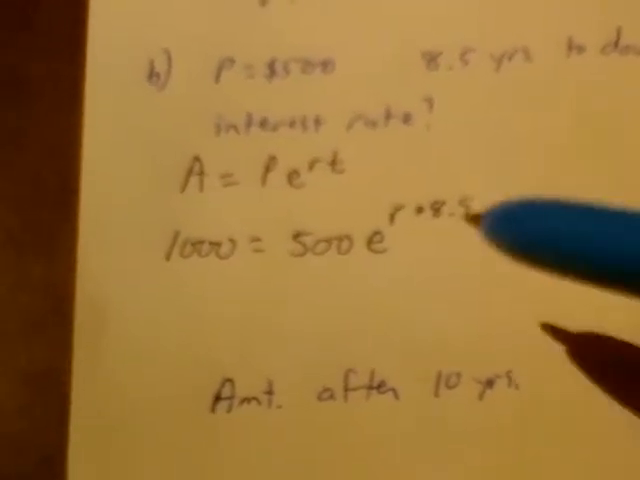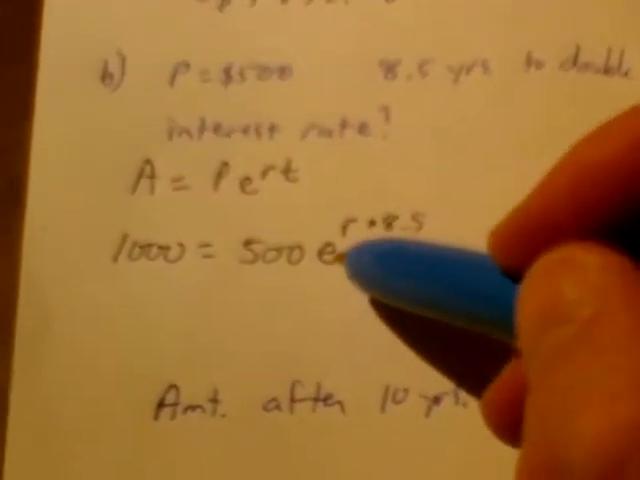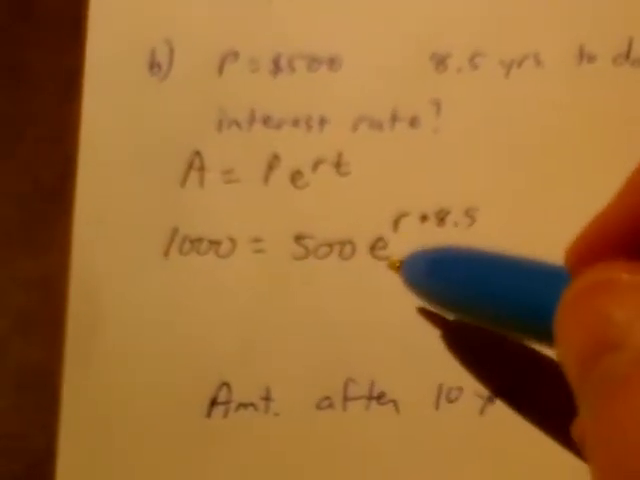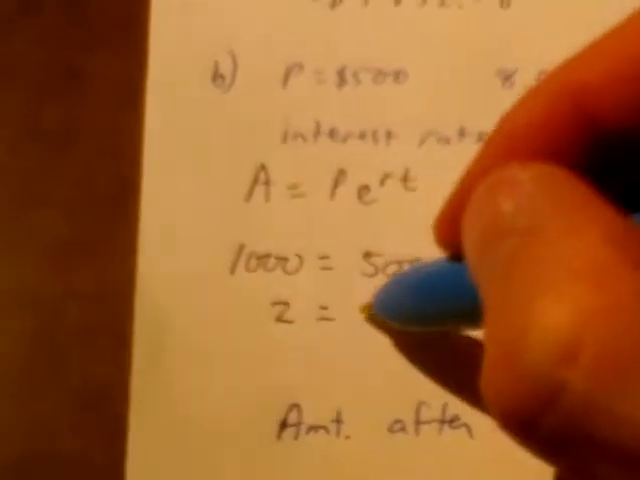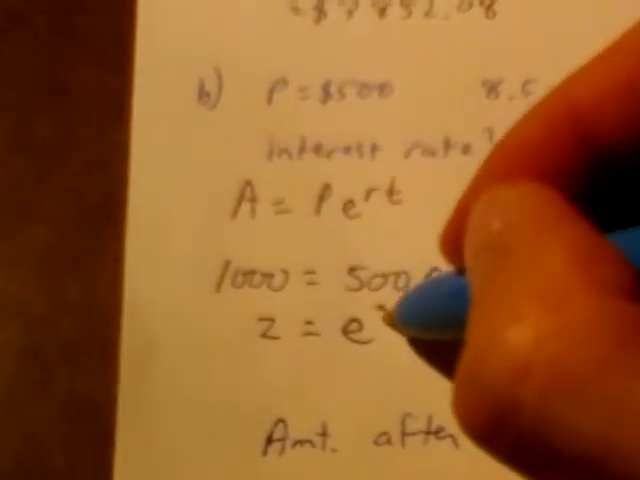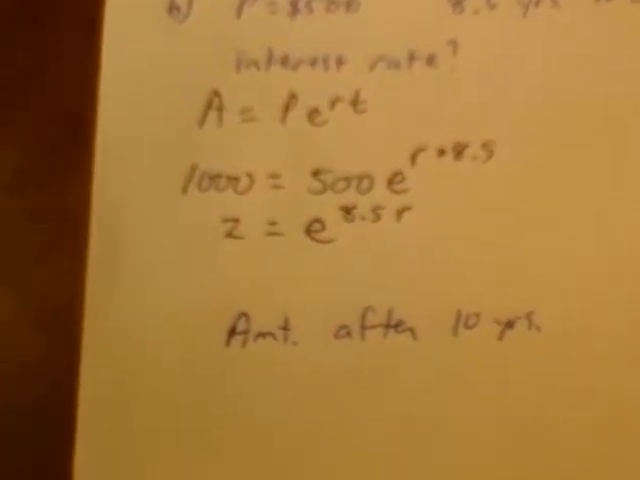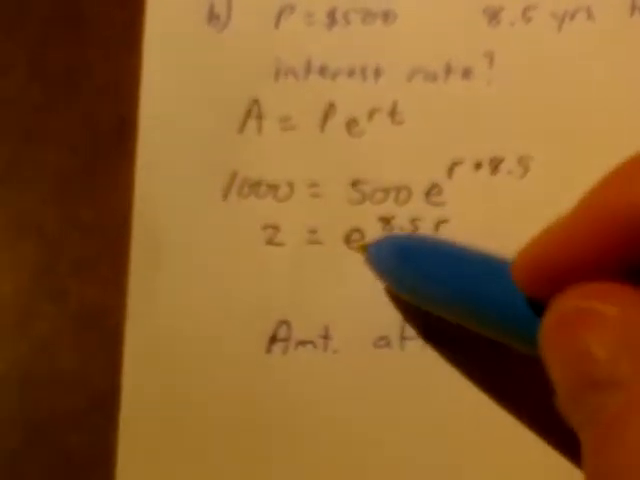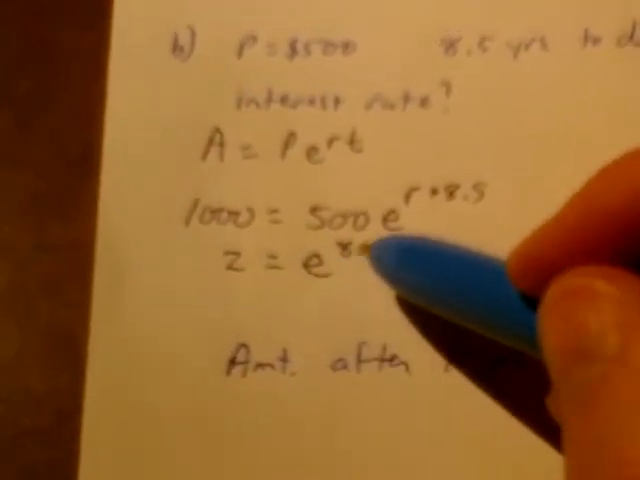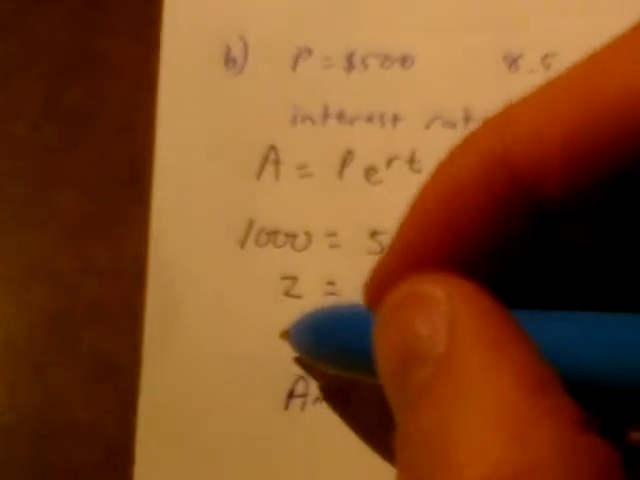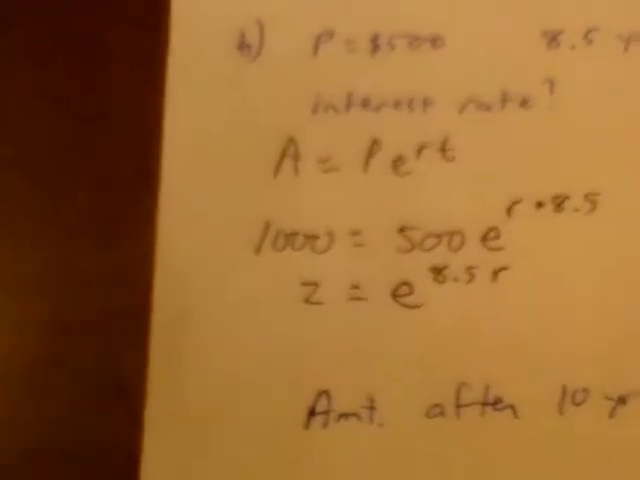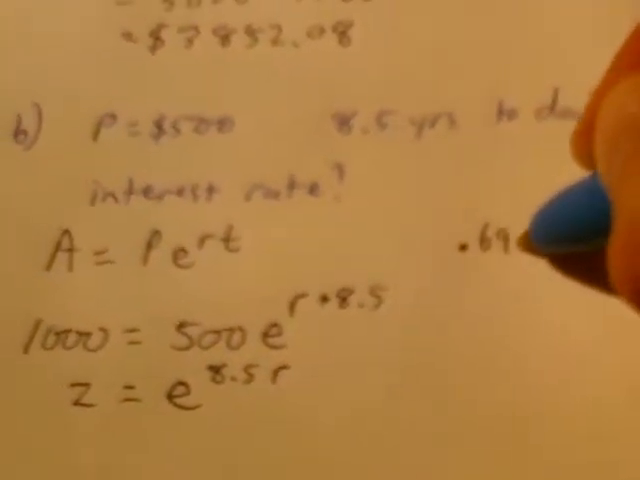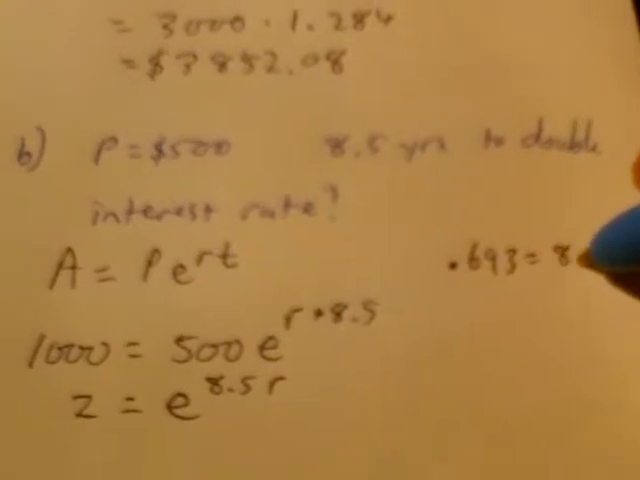So as always, if we're going to solve for anything up here in the exponential area, we need to isolate the exponential term. So we're going to divide both sides by 500. So we'll get 2 equals e to the 8.5r. And in order to get rid of the e, we need to natural log both sides, so we can bring the 8.5r down. So the natural log of 2, which we already have looked up here, is 0.693. So we end up with 0.693 equals 8.5r, because we got rid of the e there.